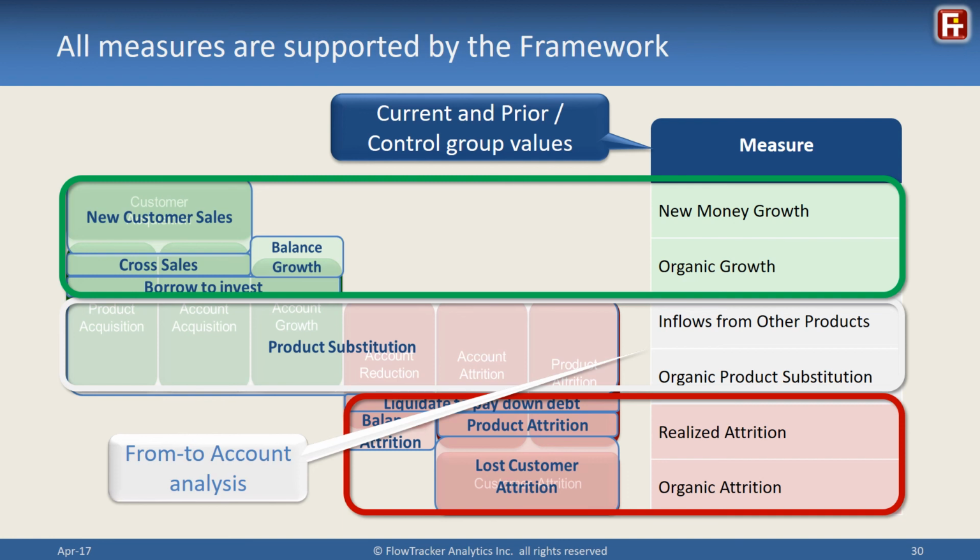So we turn to the framework to support the measures. We know we need to be able to measure new money growth. We know we need to measure the inflows from other products and the realized attrition and compare them with control group or historical values. The framework enables us to see the flows between accounts and money that's new to the bank in detail, and we can support all of the metrics that are necessary.